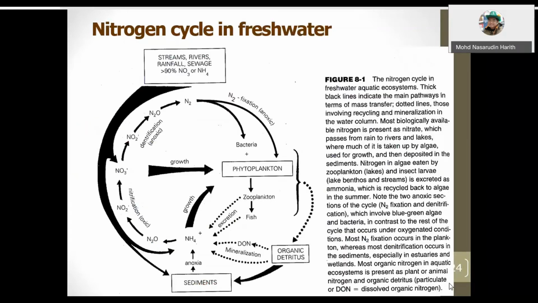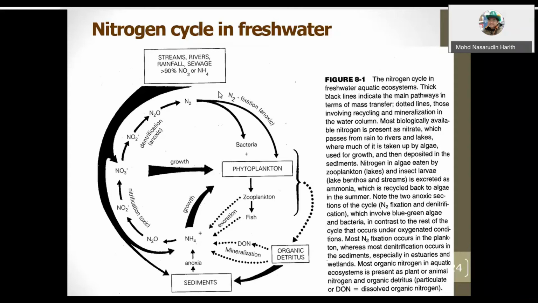This is the nitrogen cycle in a freshwater aquatic ecosystem. The thick black lines indicate the main pathways in terms of mass transfer. The dotted lines are those involving recycling and mineralization in the water column. Most biologically available nitrogen is present as nitrate, which passes from land to rivers and lakes, where much of it is taken up by algae used for growth and deposited in the sediments. Nitrogen in algae eaten by zooplankton in lakes and insect larvae like benthos in streams is excreted as ammonia, which is cycled back to algae in the summer.